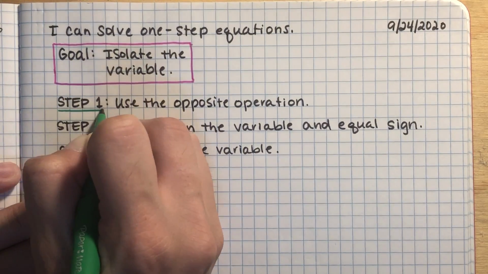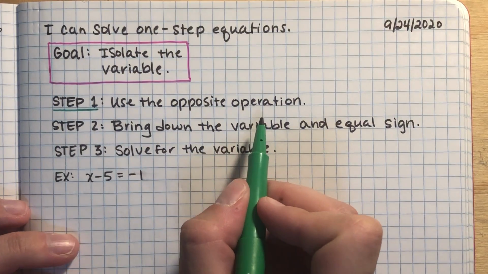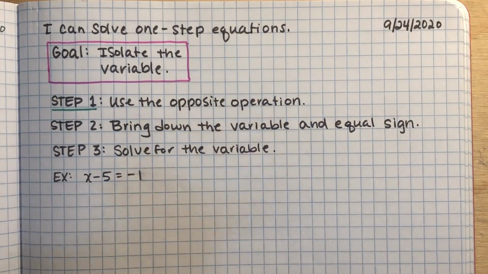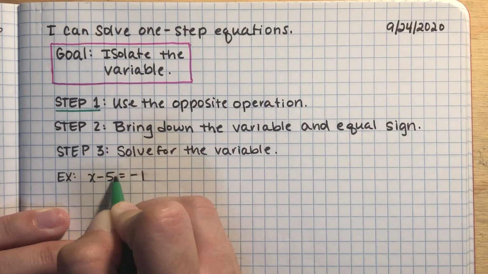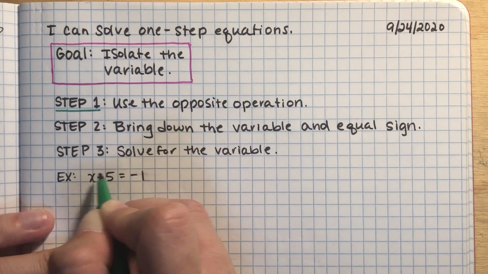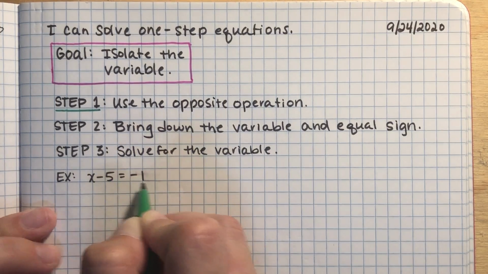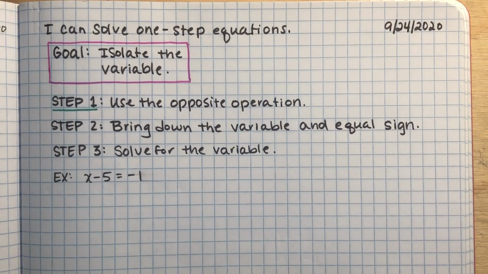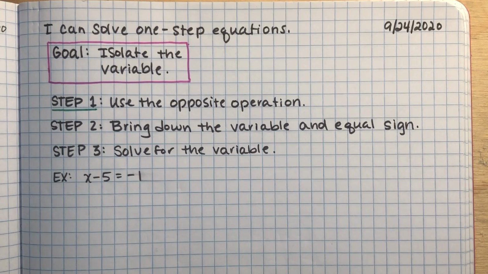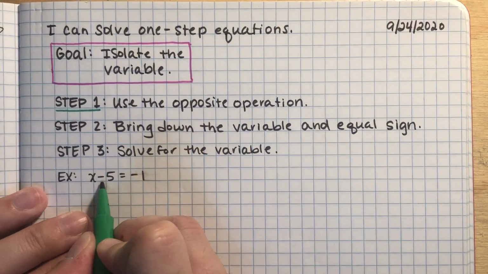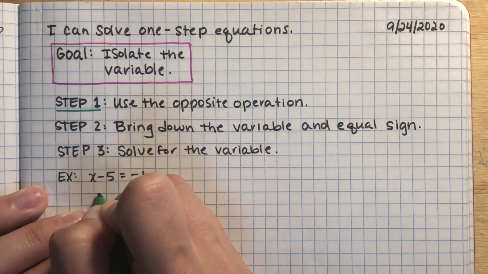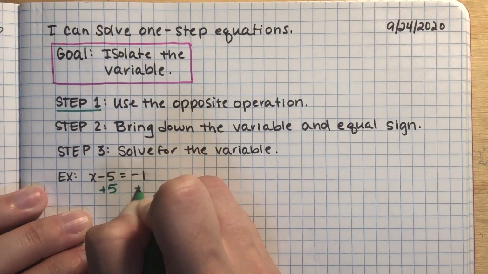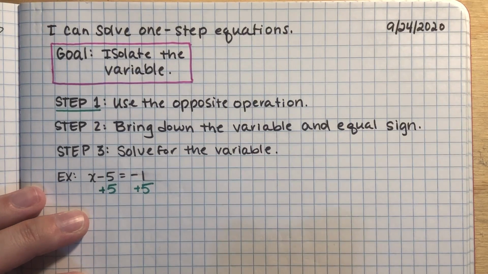So step 1 is the opposite operation. When we're talking about undoing the operation, we're talking about the number that's on the same side as our variable. We're not talking about the number that's by itself already. In this case, negative 5 is with the variable. The opposite of negative is positive, so we can add 5 to both sides.